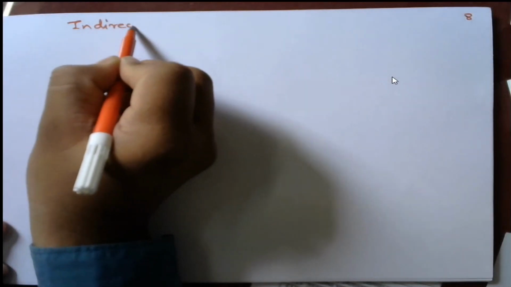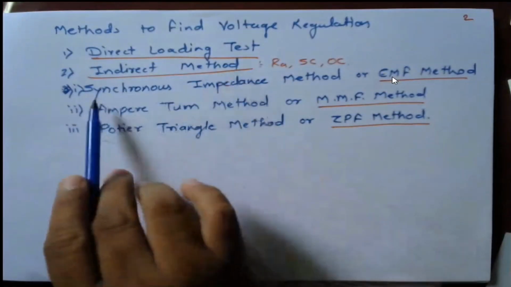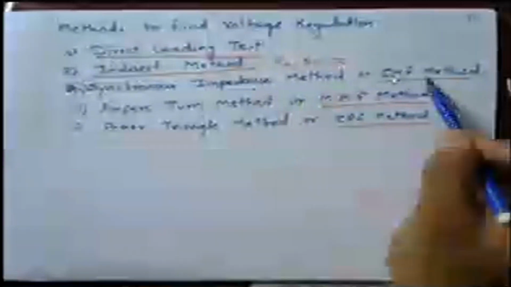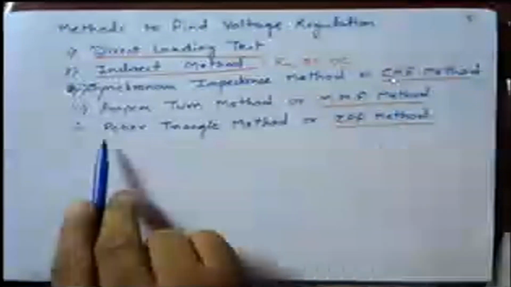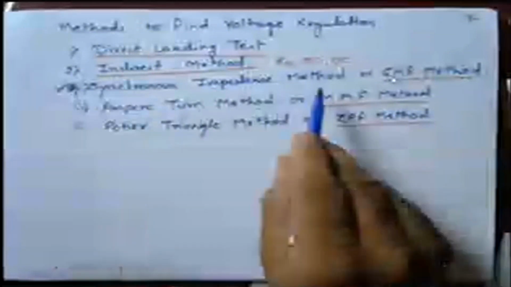Next is the indirect loading test. In the case of the indirect loading test, there are three methods: first, the synchronous impedance method, also called the EMF method. Second, the ampere turn method, or MMF method, and third, the Potier triangle method, or ZPF method. So we'll see the first one, the synchronous impedance method.